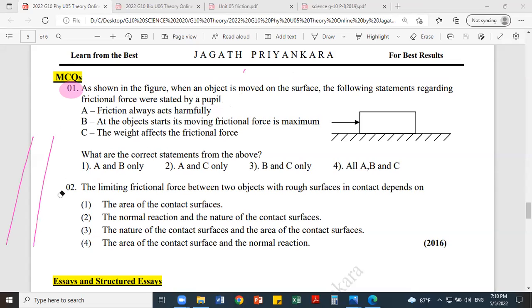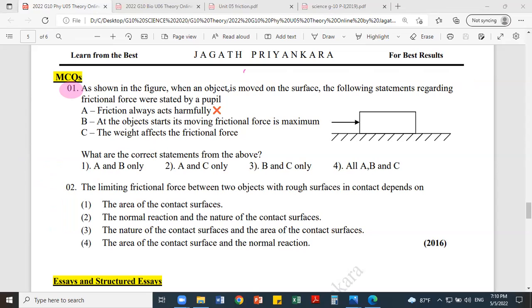Like climbing a slippery pole, what is it called? In our New Year season, in Sinhala and Tamil culture, they apply grease on the log and try to climb it to get the flag. They apply grease to reduce the friction. So friction always acts harmfully is wrong. We have to put a cross here.